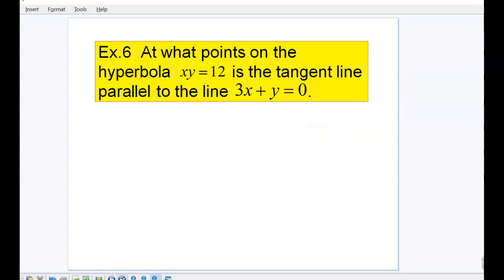Okay, so the last example we're going to look at today says we're looking for points on the hyperbola x times y equals 12, where the tangent line is parallel to the line 3x plus y equals 0. So first of all, my function, if I was to rewrite it in terms of y equals, would be 12 over x, which would really be 12x to the minus 1.